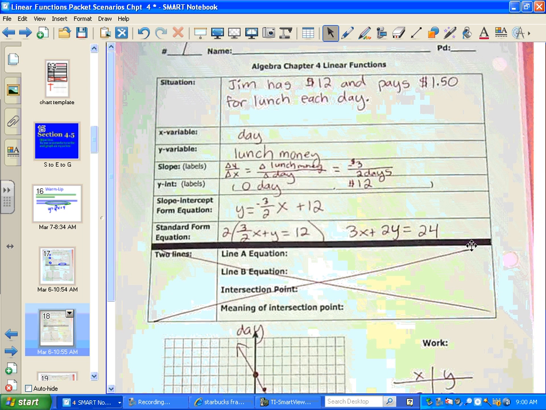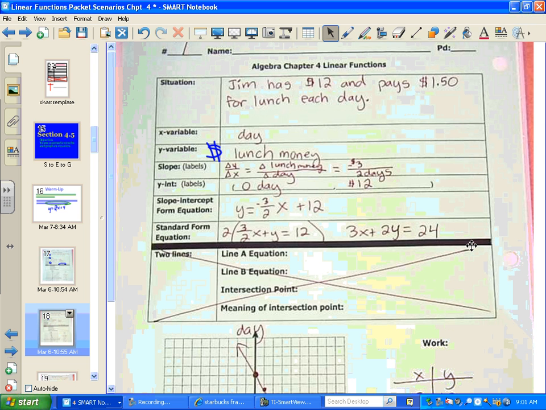Okay, number 7. Scenario was Jim has $12 and pays $1.50 for lunch each day. X is day. Y is money. I put lunch money, but really a lot of you I know had just money for the y variable. That's fine. The slope is change of y over change of x, which is equal to change of lunch money or change of money over change of day, which maybe some of you have as equals negative $1.5 over 1 day, which reduces to negative $3 over 2 days.